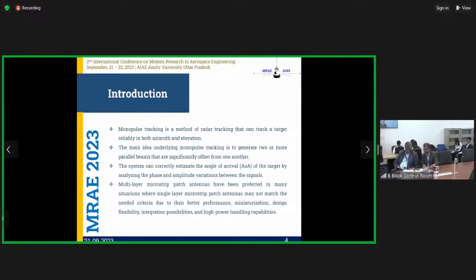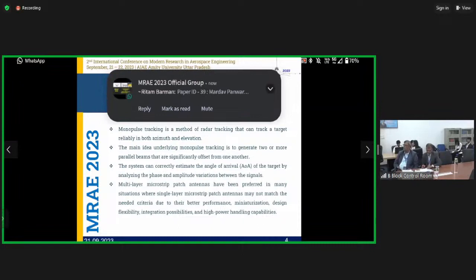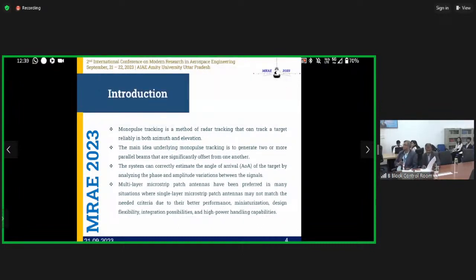Here I have designed a multi-layer microstrip patch antenna. Multi-layer microstrip patch antennas have been preferred in many situations where a single layer microstrip patch antenna may not match the needed criteria, due to their better performance.